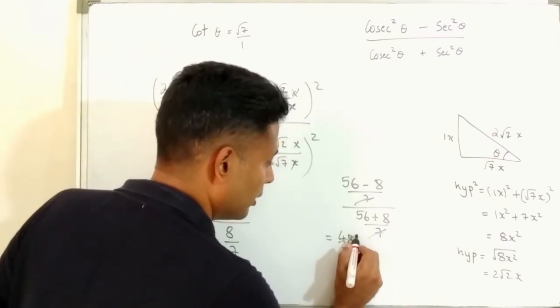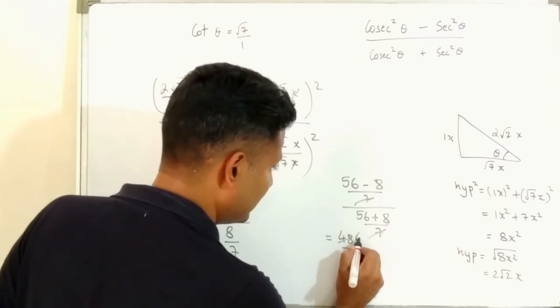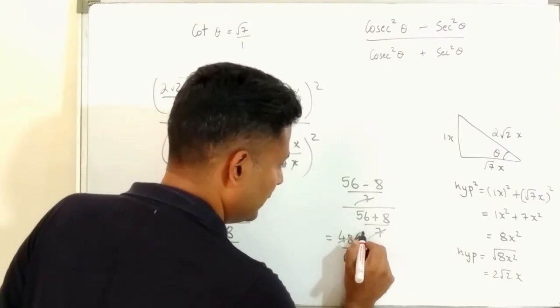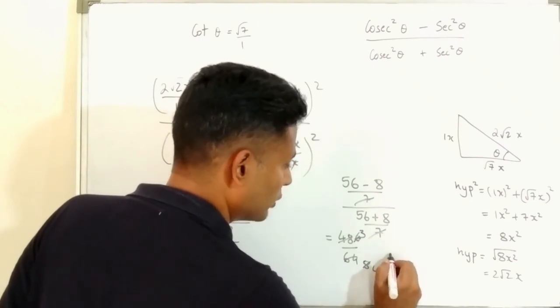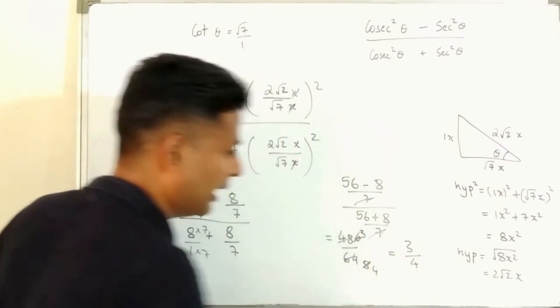So 8 6s are 48, 8 8s are 64. Then 2 3s are 6, 2 4s are 8. So the final answer is 3 by 4.